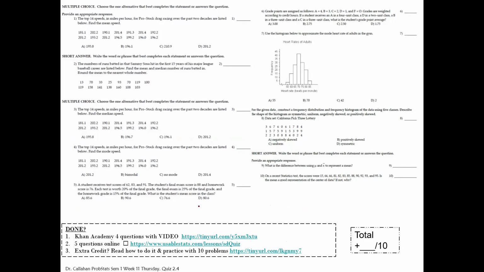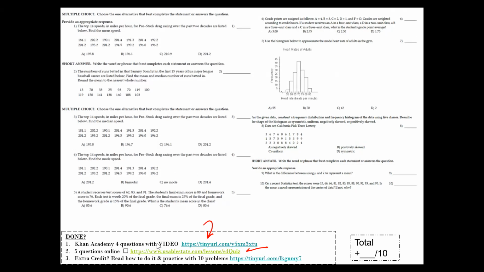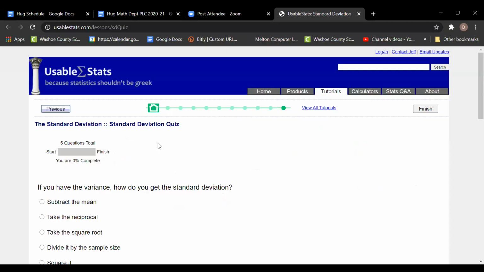When you are done, go to this link right here for Khan Academy. There are 4 questions with a video. After you're done with that, there is a 5-question quiz right here that I want you to go to. If you type that in, it is going to take you over here, and you're simply going to answer the following 5 questions and then submit on standard deviation. This is what it looks like once you type that link in.